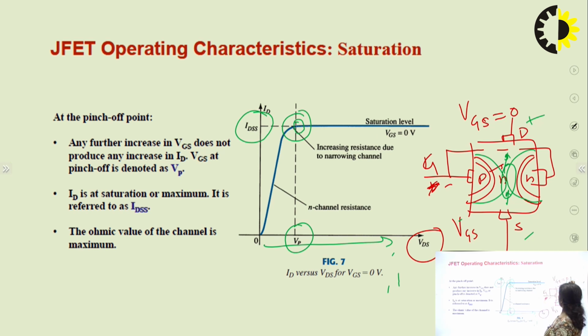So this is the case when VGS is equal to 0 and VDS is equal to VP. At that point of time we get the maximum resistance through the channel and maximum current, and this current is called the saturated source to drain current. And if we increase the VDS beyond this VP, then the current does not increase any further.